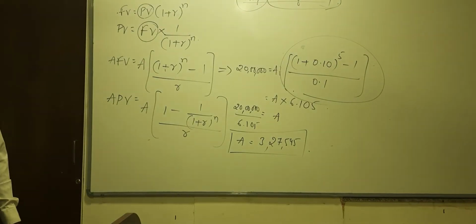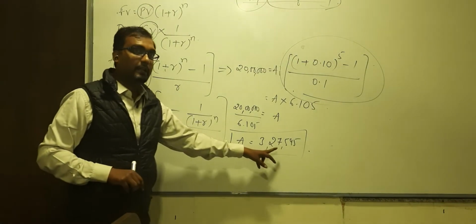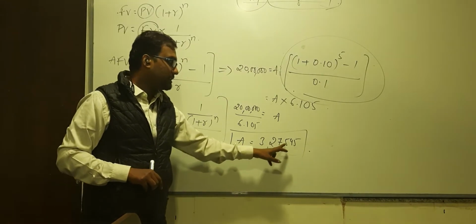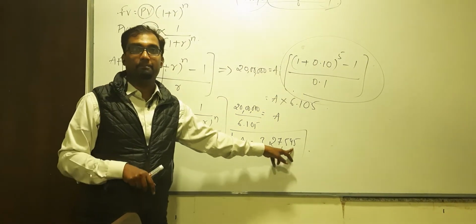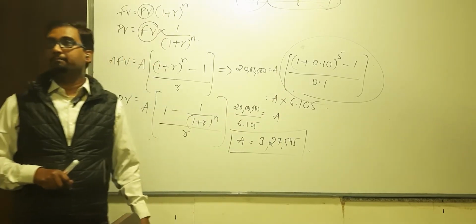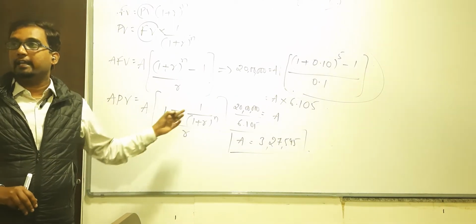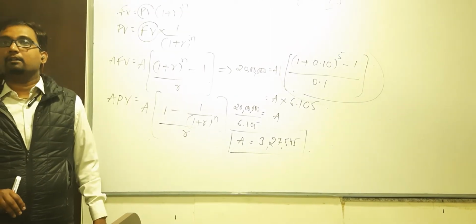Every year, in this particular example, if you consider the final answer, every year if you deposit ₹3,27,600 in a bank, which gives a return of 10% for a period of 5 years, you can comfortably take back your 20 lakh rupees at the end of 5 years.